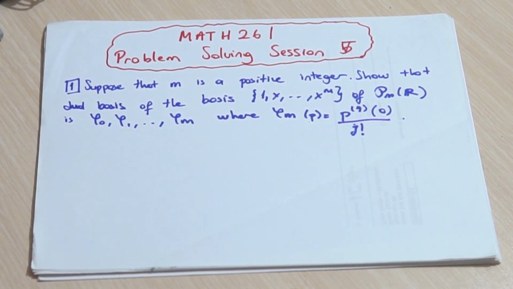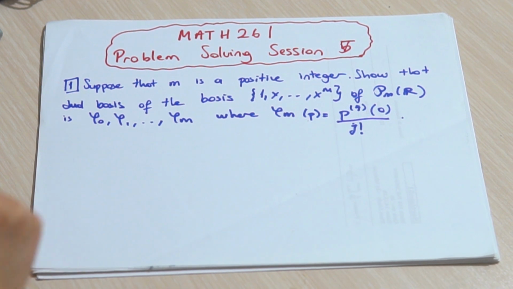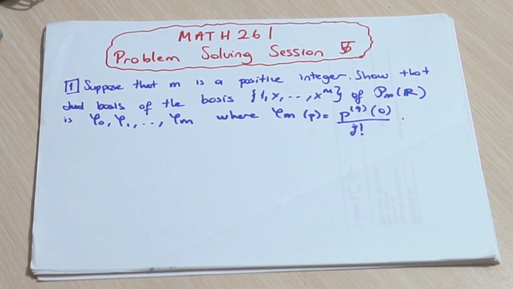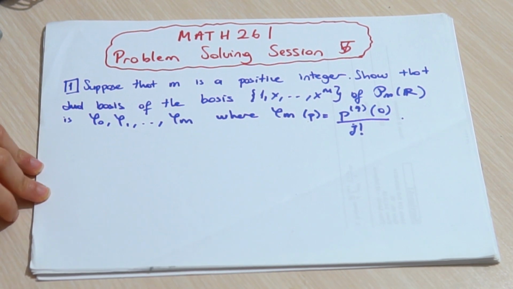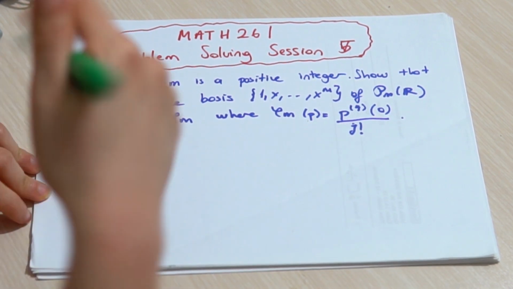First question is, suppose that m is a positive integer. Show that the dual basis of the basis 1 till x to the m of polynomials of degree less than m is phi 0 till phi m, where phi j of p is equal to the j-th derivative of p at 0 over j factorial. Now we need to show that these are the dual basis.